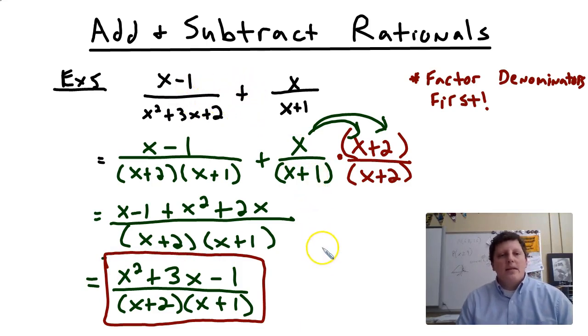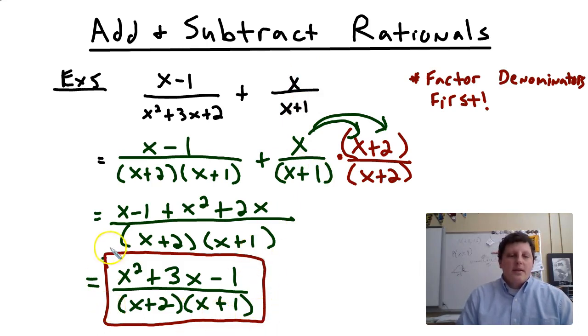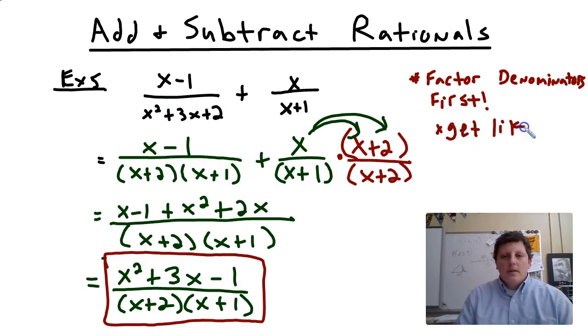X minus 1 over x squared plus 3x plus 2 plus x over x plus 1 gives us this rational expression here when added together. So factor the denominator first. And after you do that, you want to get like denominators, which means that you might have to multiply sometimes to get there. And then finally, add them together. That is it. That's the big secret.